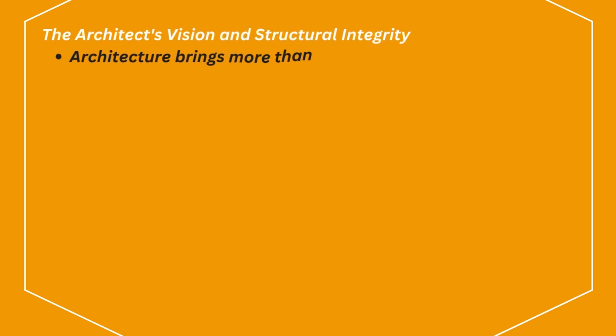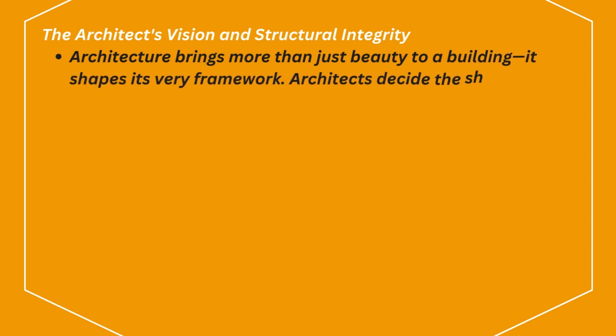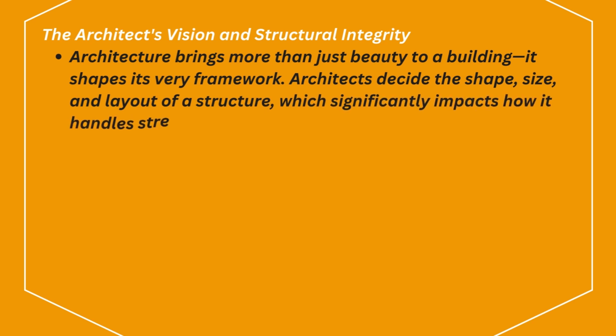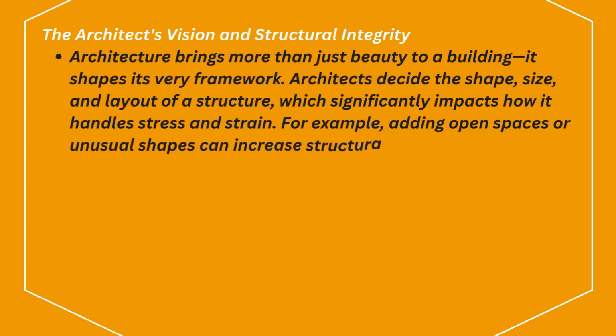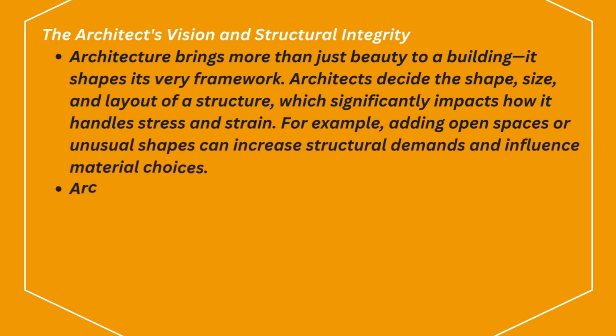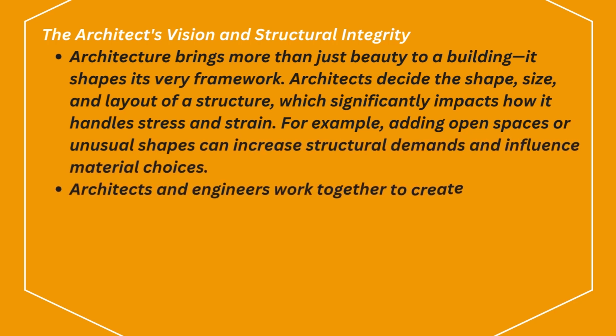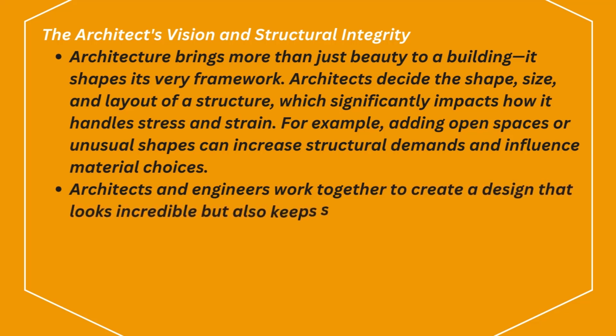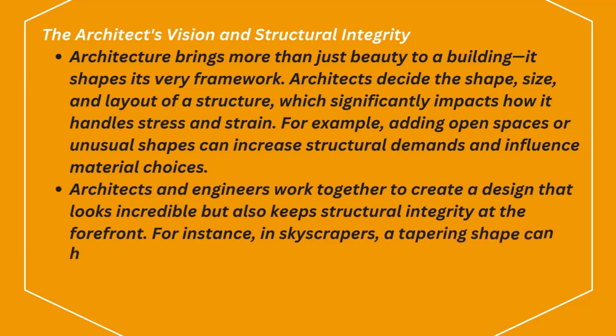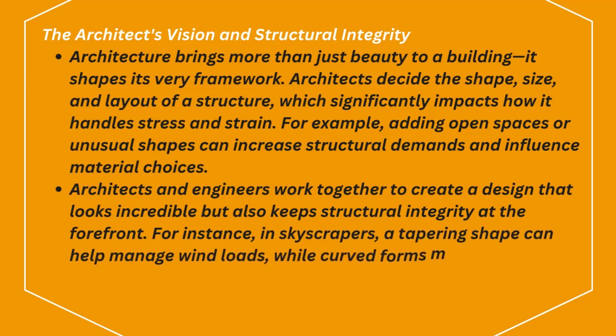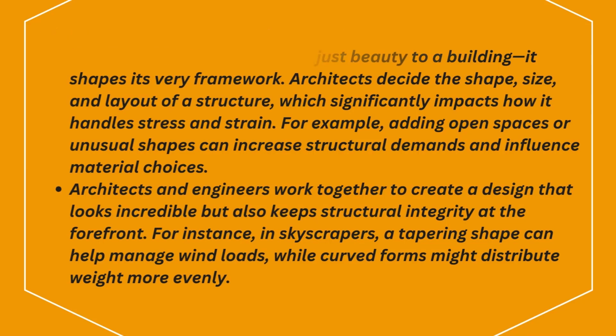The architect's vision and structural integrity. Architecture brings more than just beauty to a building. It shapes its very framework. Architects decide the shape, size, and layout of a structure, which significantly impacts how it handles stress and strain. For example, adding open spaces or unusual shapes can increase structural demands and influence material choices. Architects and engineers work together to create a design that looks incredible but also keeps structural integrity at the forefront. For instance, in skyscrapers, a tapering shape can help manage wind loads, while curved forms might distribute weight more evenly.